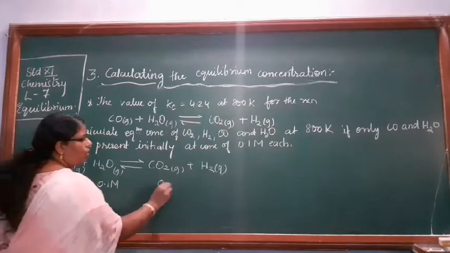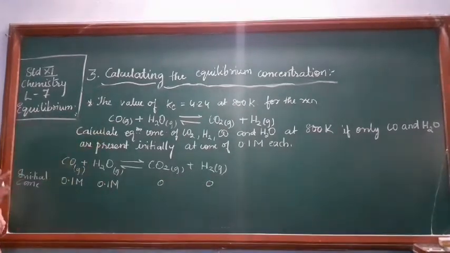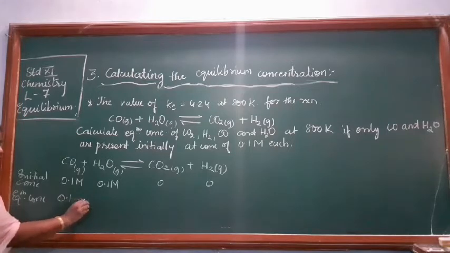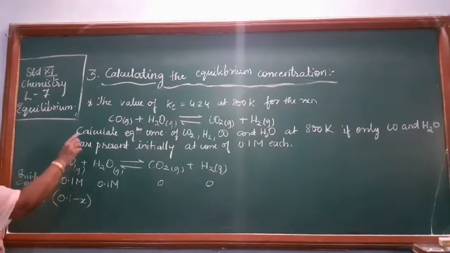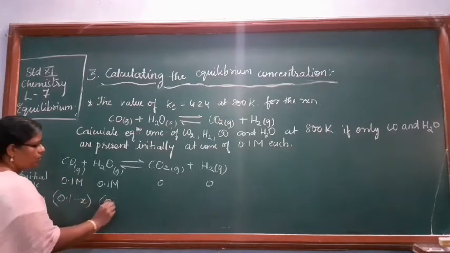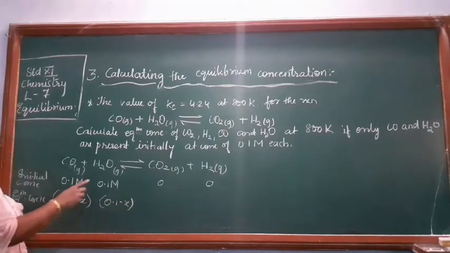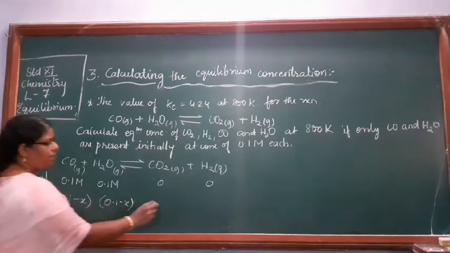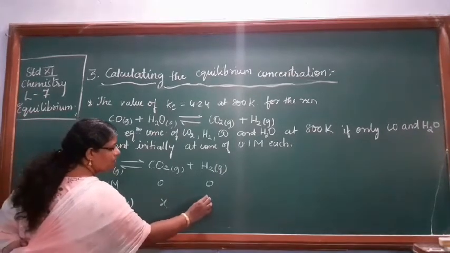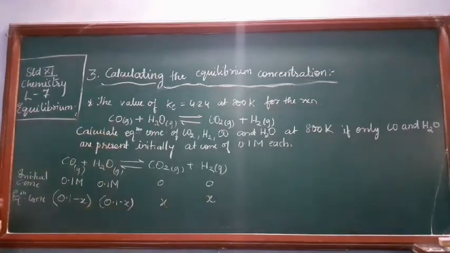Initially CO2 और H2O तो नहीं बनेगा, so take it as 0. Then equilibrium concentration, it will be 0.1. Let us say X amount has decomposed or X amount has been used of this CO, and 0.1 minus X of H2 is combined to give you X amount of CO2 and X amount of H2.